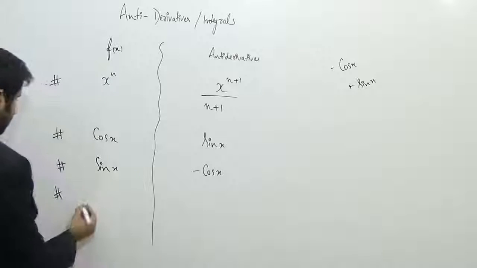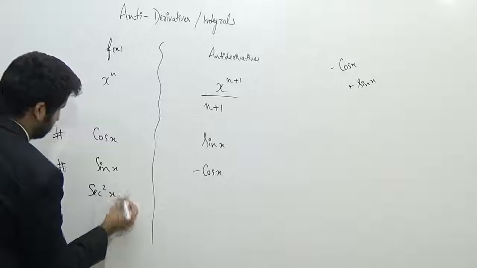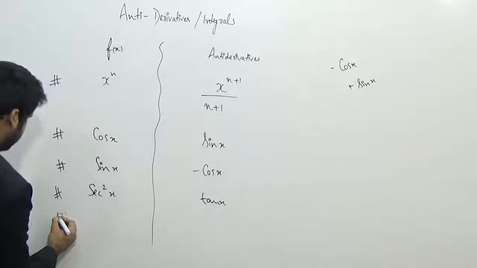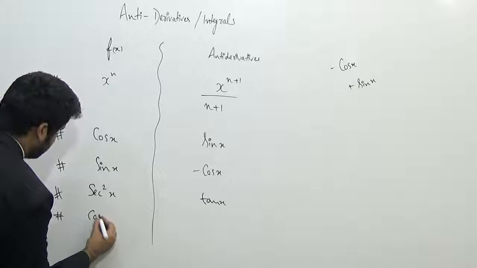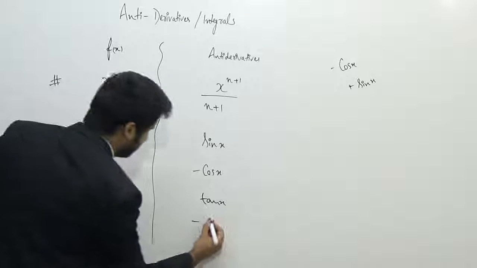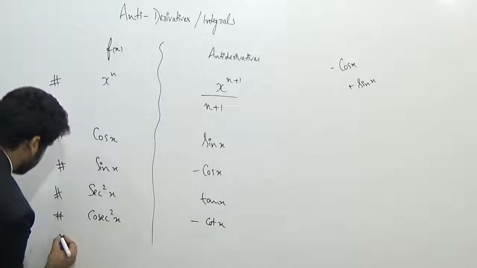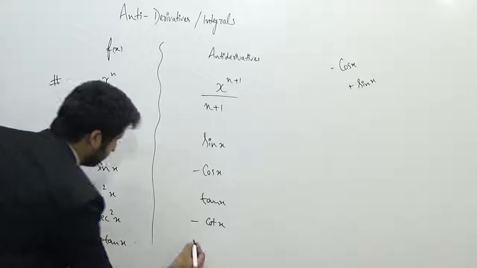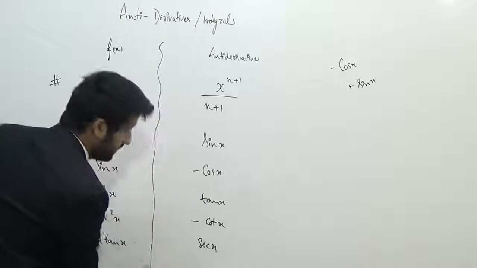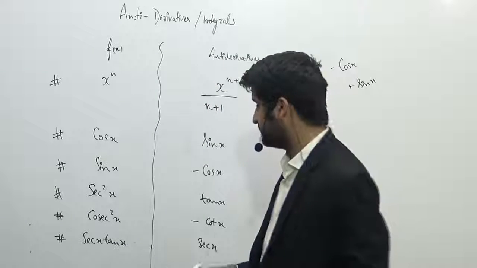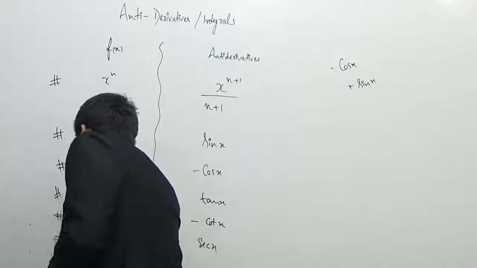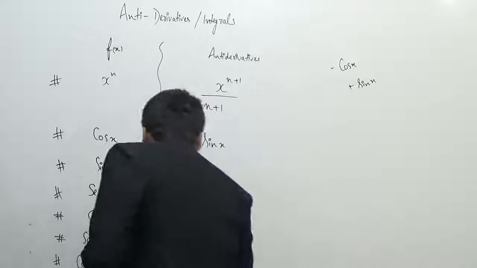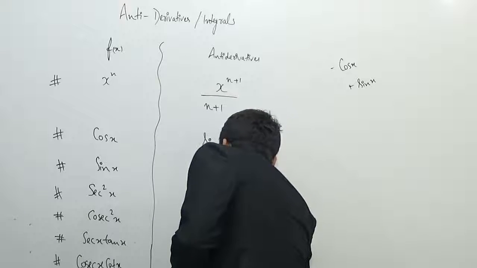Similarly, the antiderivative of secant square x will be equal to tan x. The antiderivative of the next one, which is cosecant square x, will be equal to minus of cot x. The next one, the antiderivative of secant x tan x is equal to secant x. And similarly, the last one, which is cosecant x cot x, its antiderivative will be equal to minus of cosecant x.